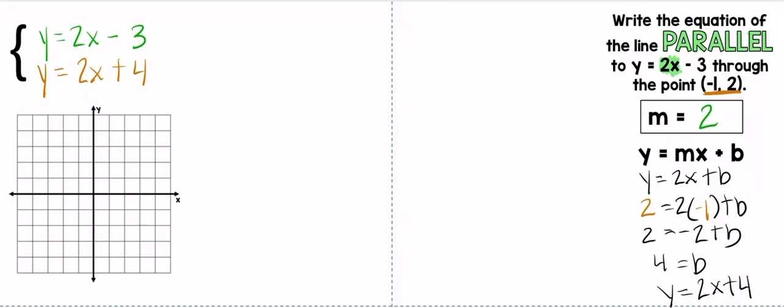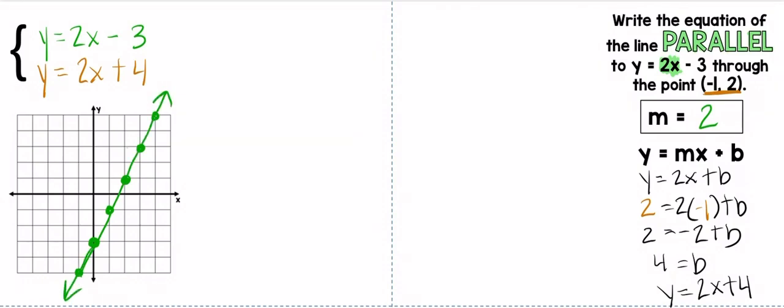So let's graph the first one. My y-intercept is negative 3. And then my slope is 2. So I'm going to go up 2 over 1. Up 2 to the right 1. Or you can go down 2 and to the left 1. It doesn't matter. Okay, once you do that, draw your line. So that's my first line.